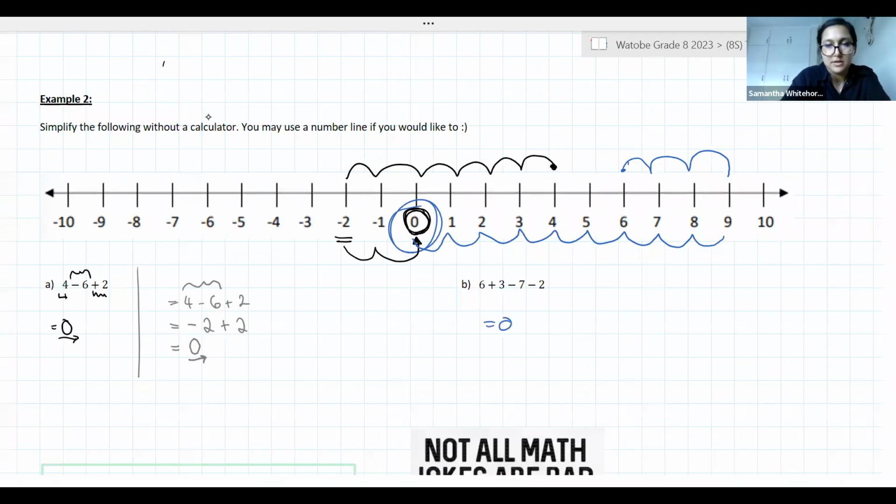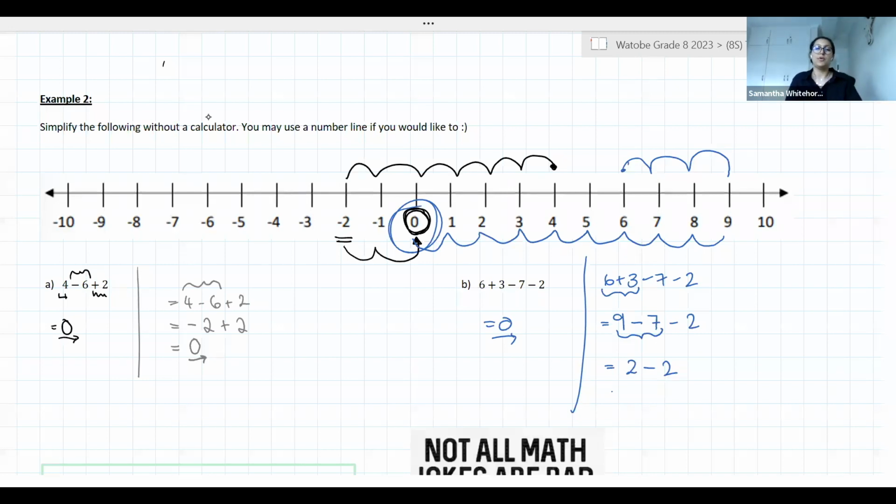Good. Now, guys, you don't have to do it like that. If you want to do it step by step, that's fine. If we look at 6 plus 3 minus 7 minus 2, if we start with the addition, 6 plus 3 we know is 9, minus 7, minus 2. And then we just go step by step. 9 minus 7 is 2. So we've got 2 minus 2. And we know that 2 minus 2 is 0.